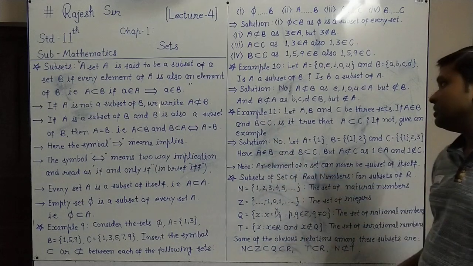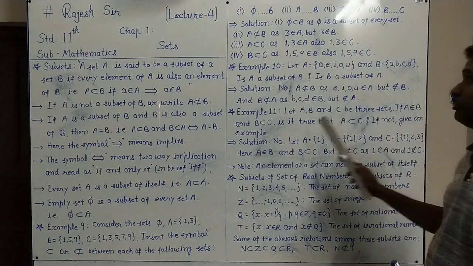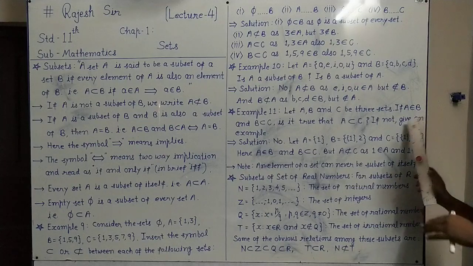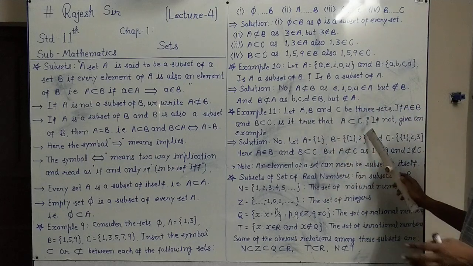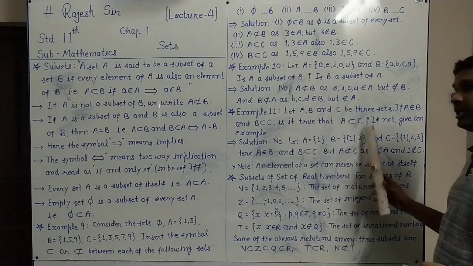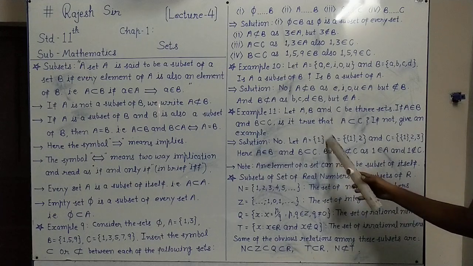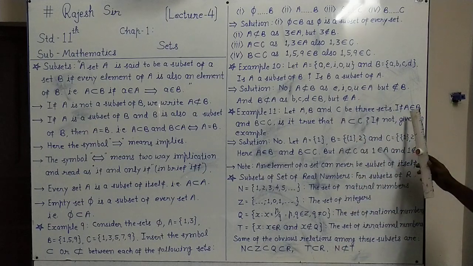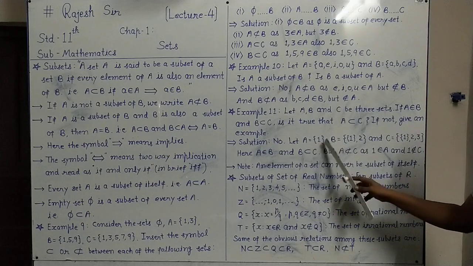Next, example 11. Let A, B and C be 3 sets. If A belongs to B, note here, A is not a subset of B here, given A belongs to B, and B is a subset of C. Is it true that A is a subset of C? If not, give an example. So the solution is no, it will not be a subset. We will give an example also. Let A equal to 1 in the set, so 1 is the element of A, and B we have to take in such a way that A belongs to B, meaning A must be an element of B. So A is 1.